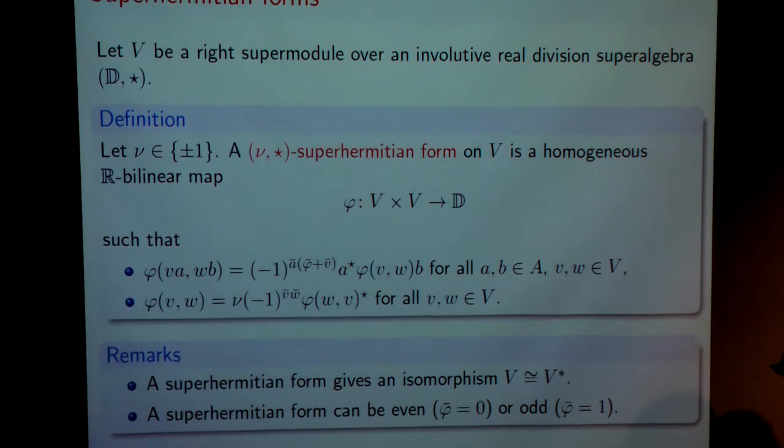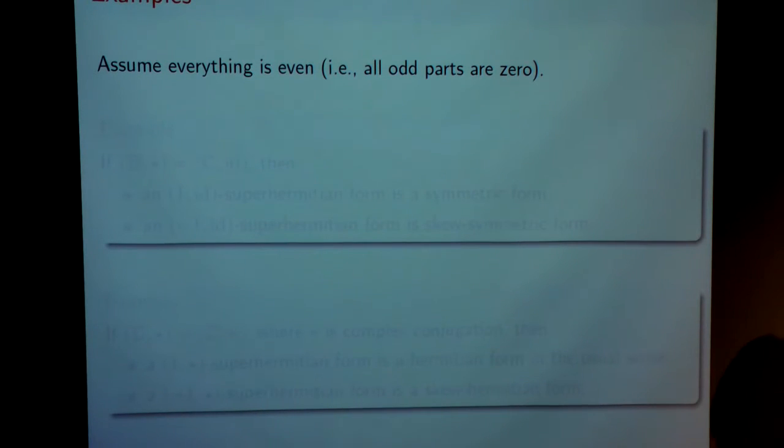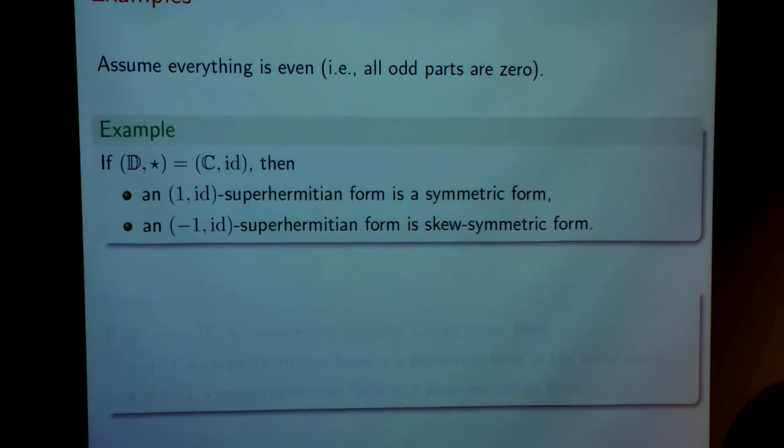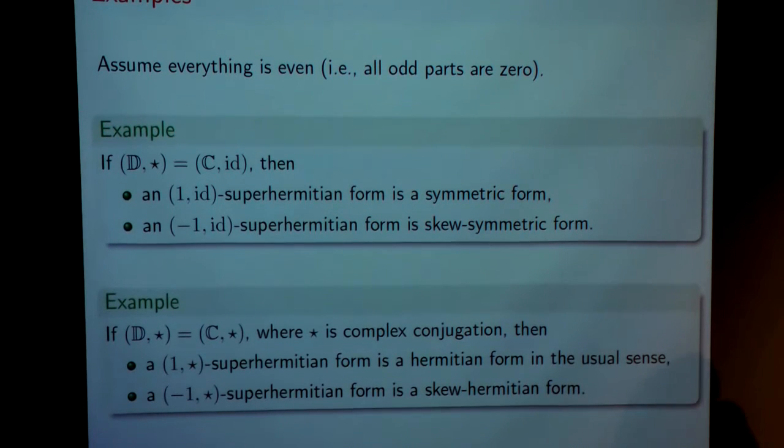And let me just reiterate that the super Hermitian form can be even or odd. In both cases will be important for us. So some examples, let's just take the examples where everything is even, so all the odd parts are 0. If you take your real division superalgebra to be the complex numbers with the identity, then a 1 identity super Hermitian form is just a usual symmetric form, and a -1 identity super Hermitian form is a skew symmetric form. On the other hand, if we take our involution to be complex conjugation, then we get a Hermitian form and a skew Hermitian form. So this just gives us a way to consider all these types of forms at once in one notation.